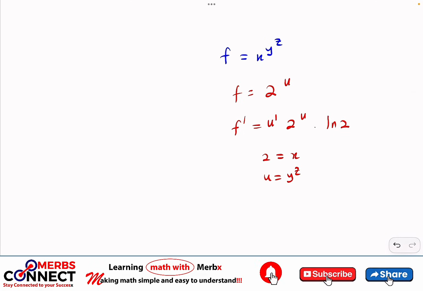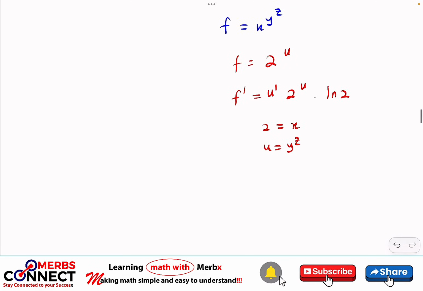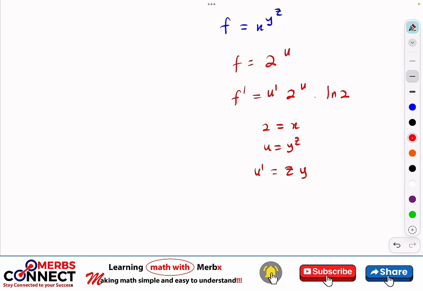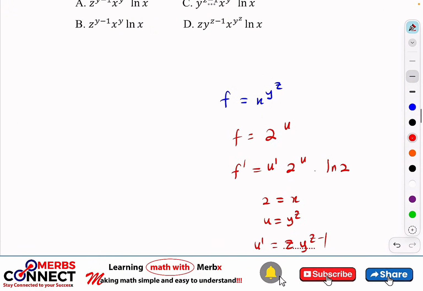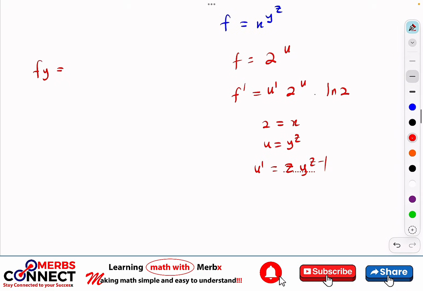So what will be u prime here? Now this guy is constant. So you are thinking about this like you are having y to the power 2 or y to the power 10. So u prime will be equal to z down, y to the power z minus 1. So now let's do substitution so that we get fy. We need u prime. U prime is giving us z y to the power z minus 1.